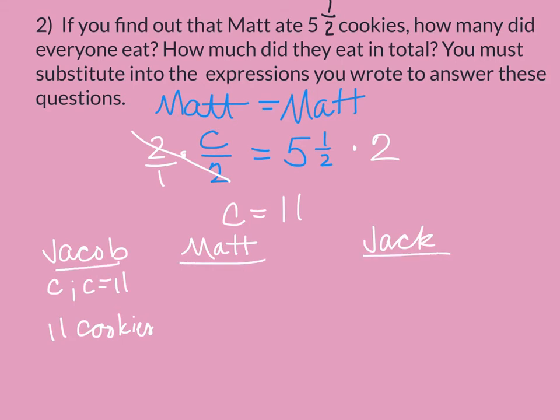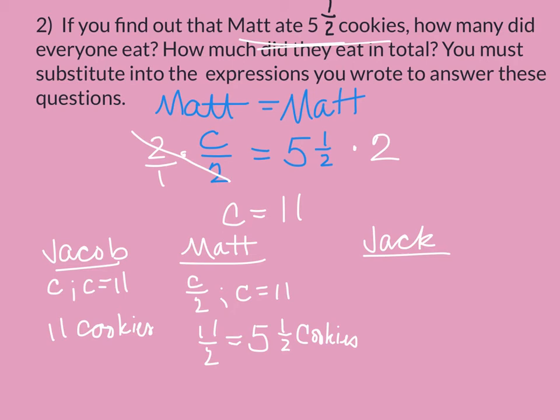Okay, so that's Jacob. Next is Matt. The expression that we wrote for Matt is C divided by 2. We found that C is equal to 11. 11 divided by 2, or you can just think of that as 11 halves, and basically you're just reducing that or bringing it down to its lowest terms. 2 goes into 11 5 times, and then there's that 1 half left over. Matt ate 5½ cookies, and well, that's a good thing because that's what we were given, so we must be doing something right here.